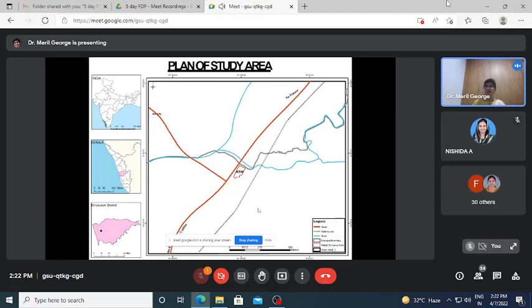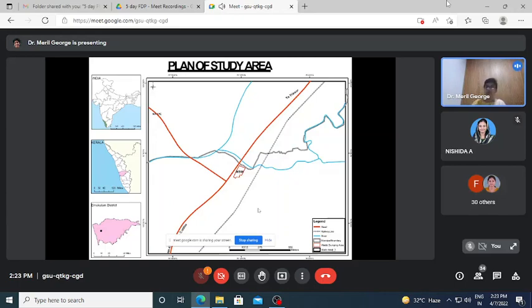Next comes my study area. To analyze the composition of waste, the transportation pattern, and the effect of this leachate on the soil properties, I have conducted a field study first. The area I have selected is at Kalamasheri, and this is the plan of that particular area.